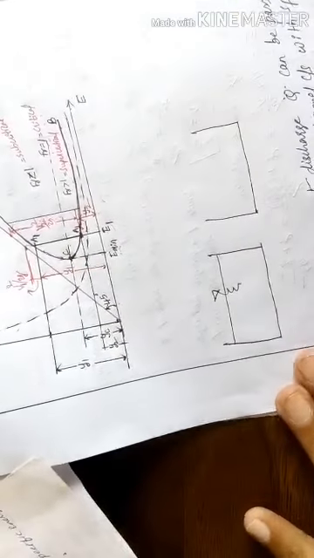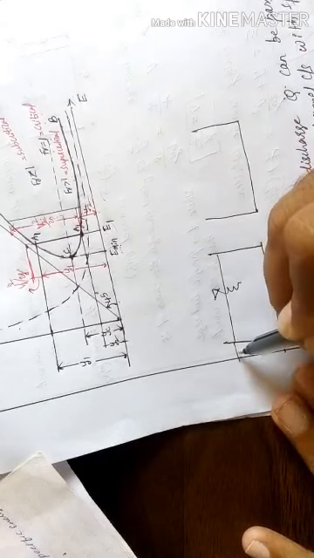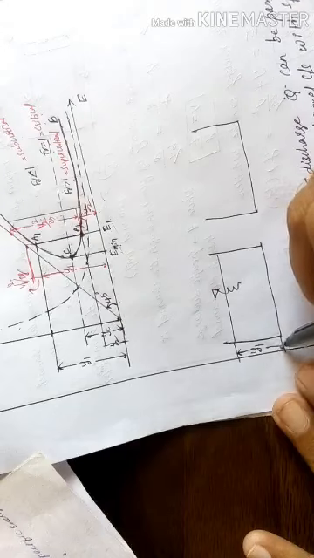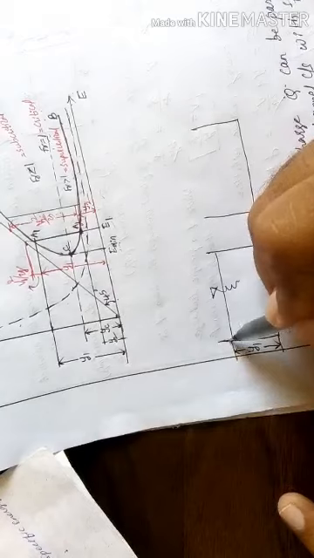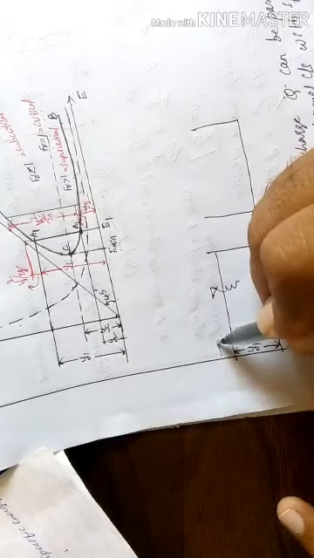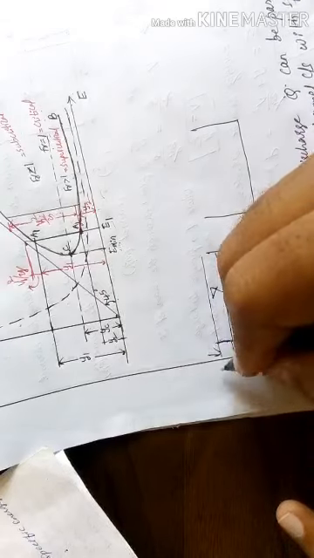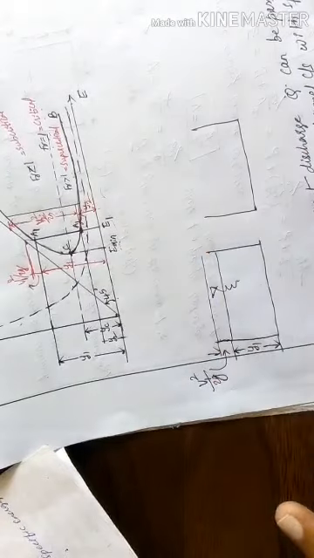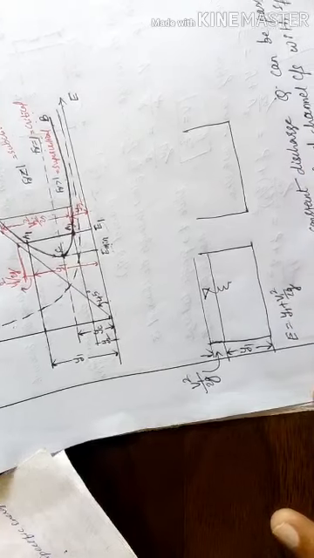So when we can get alternate depths, suppose we're having a depth of flow y1, then we also get the velocity head, v1 square by 2g. So what is the energy here? y1 plus v1 square by 2g.